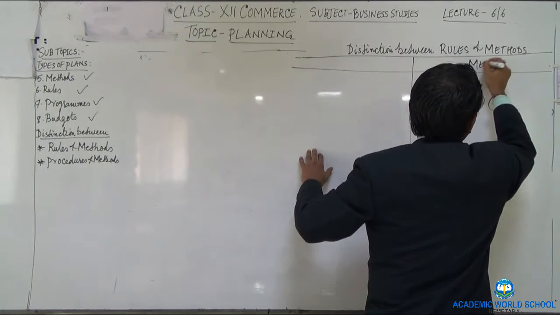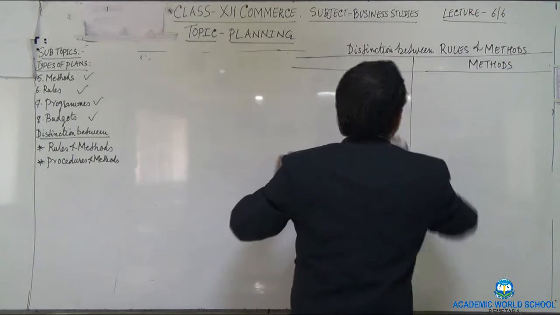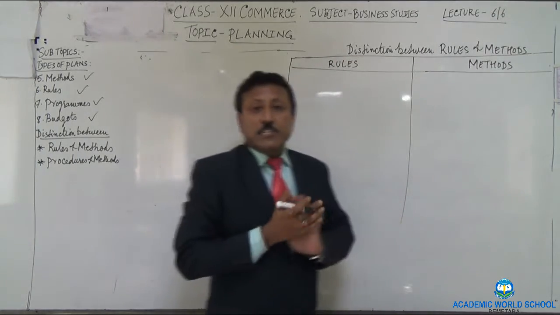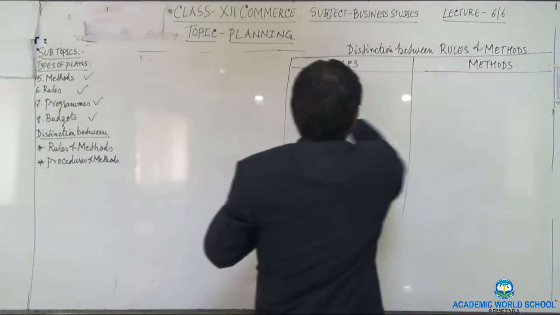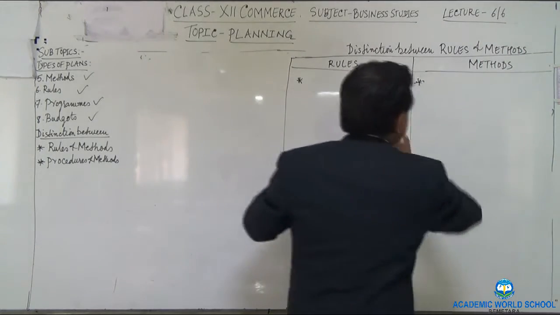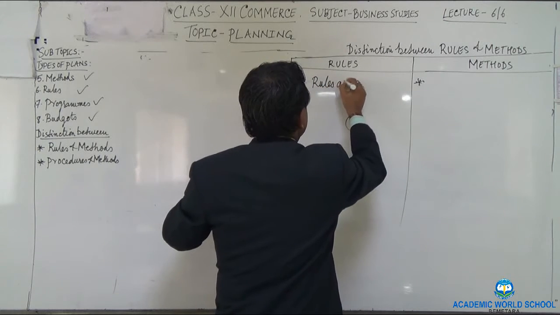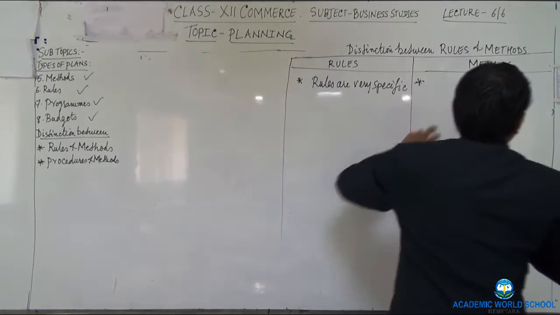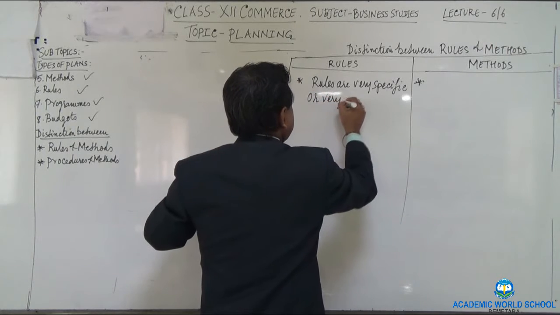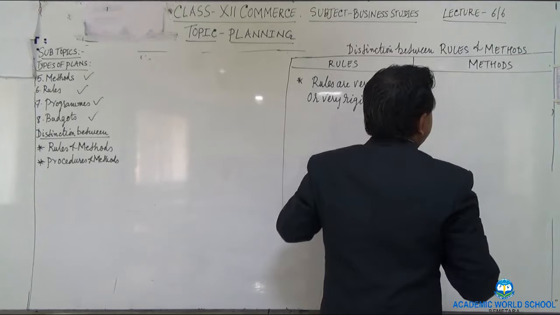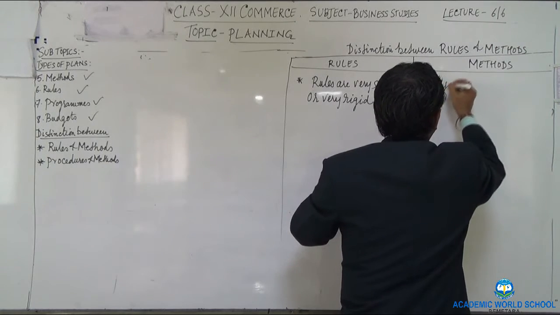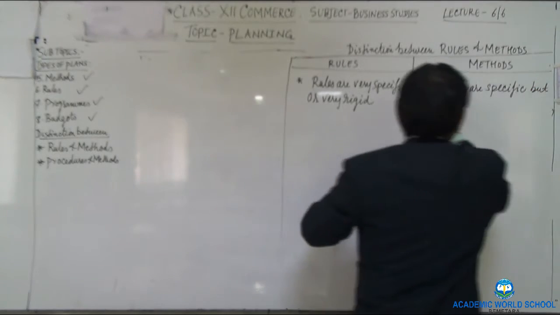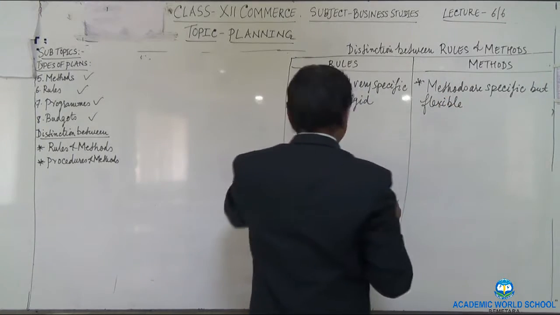Here we can write methods, and here we can write rules. So the distinction between rules and methods. Rules are very specific, very rigid. Methods are specific but flexible. Write the points, I'll explain it.